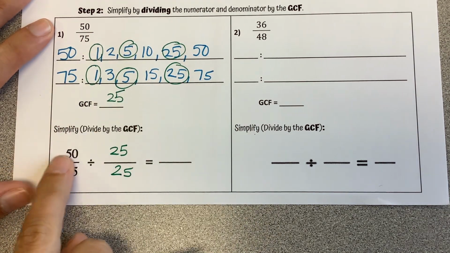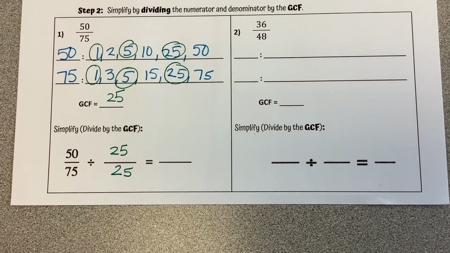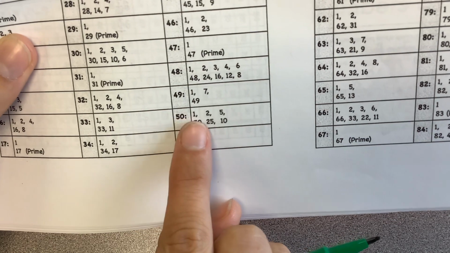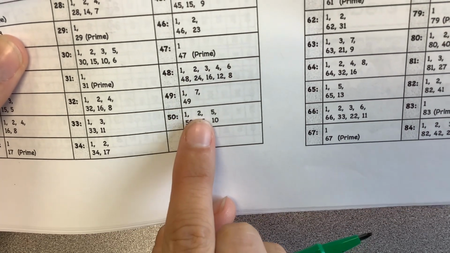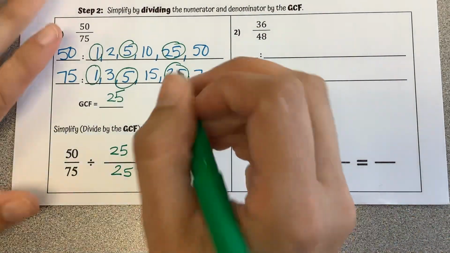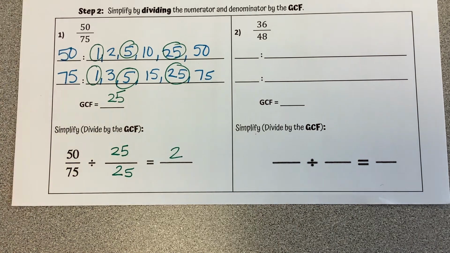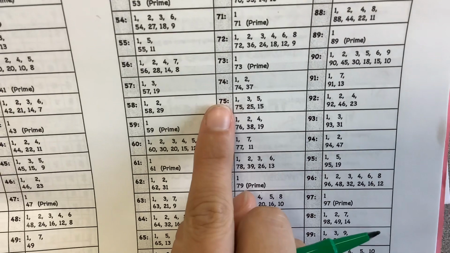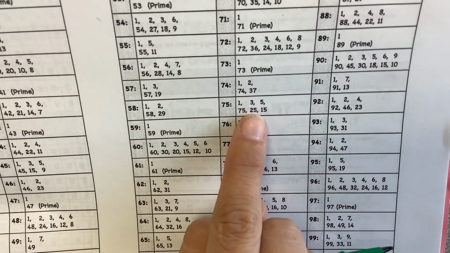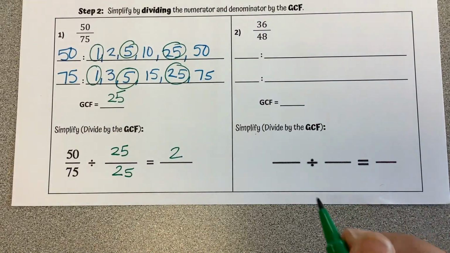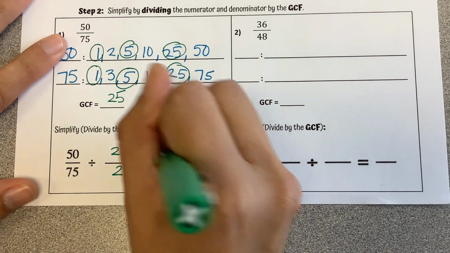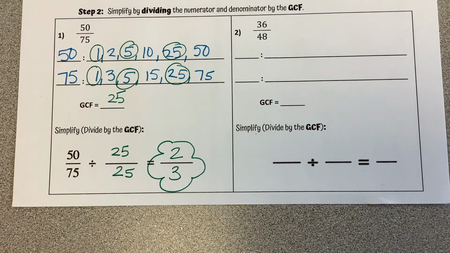So we're dividing the top, 50 divided by 25. Maybe you know that in your head. If not, I can use my factor chart, go to 50, find 25. 25 is paired with 2. So that means 50 divided by 25 is 2. Now I'm going to do the same thing for 75. So on 75, I'm going to find 25. It's paired with 3. That means 75 divided by 25 is 3. So our simplified fraction is 2/3.